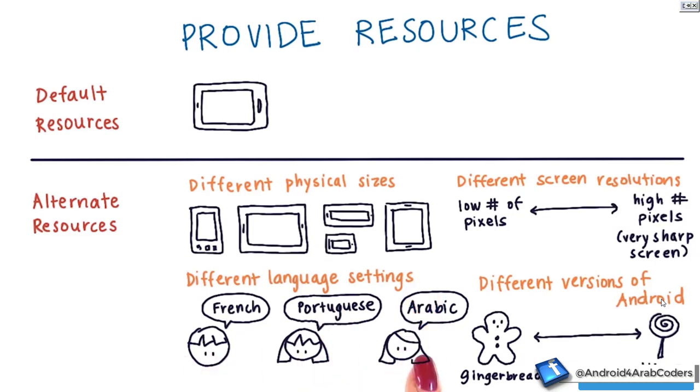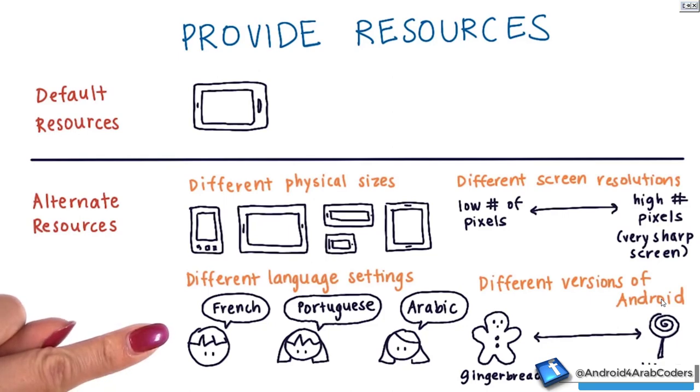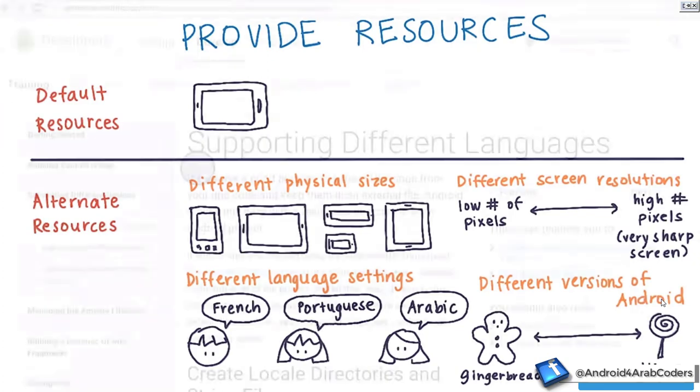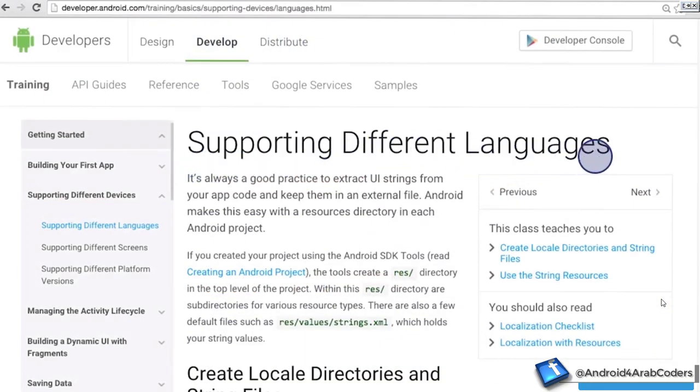We can provide default resources for our app, but we can also provide alternate resources depending on the user's physical device size, language setting, version of Android, or number of pixels on the screen, to name a few. In our Just Java app, we can provide default text strings in English. We can provide alternate text strings in other languages. So if someone has French as a default language on their device, the system will automatically load the French translations instead of the default English ones.